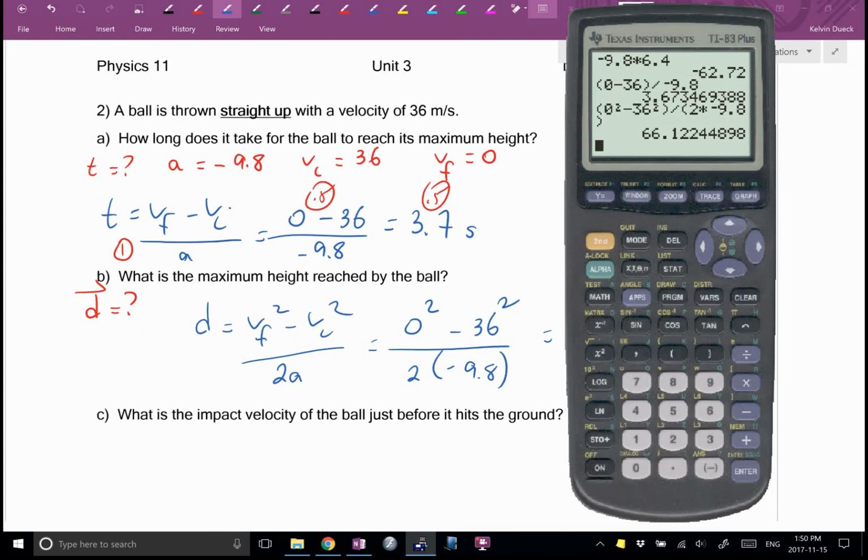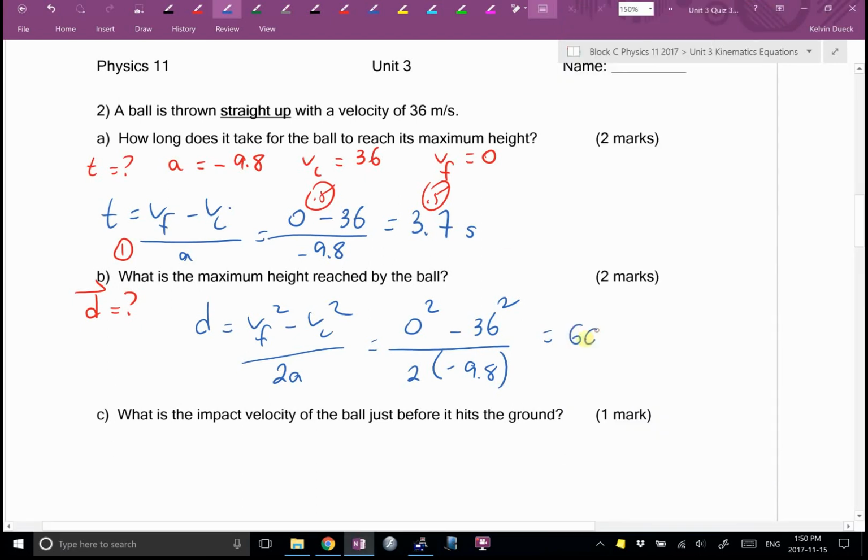Should this answer be positive or negative? Are we above or below from where we started? I think we're above. So the positive doesn't freak me here. It makes me happy. Yes? One mark, half mark, half mark.